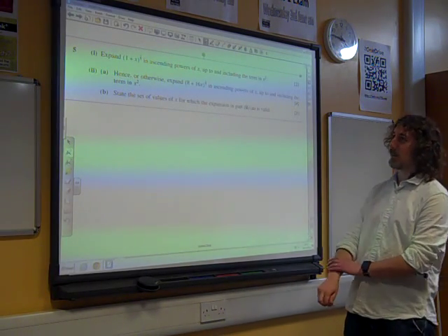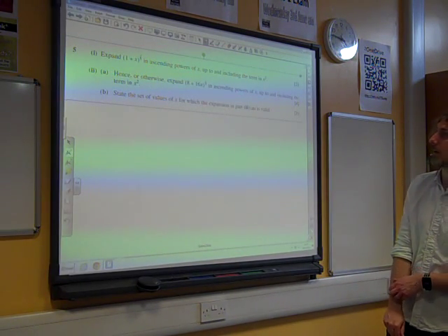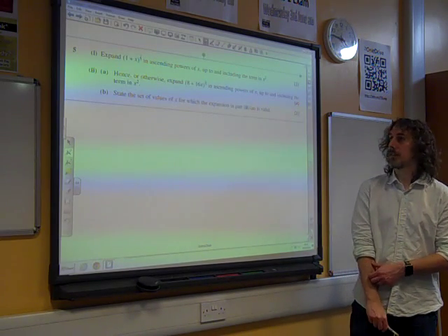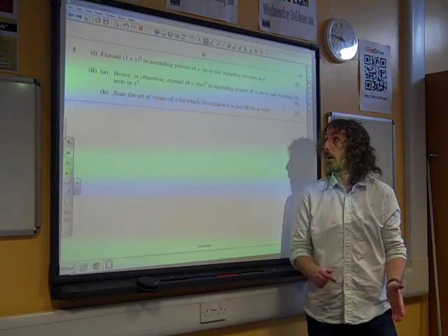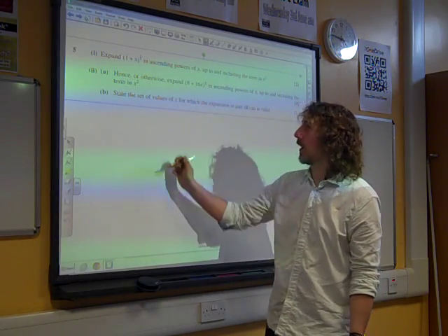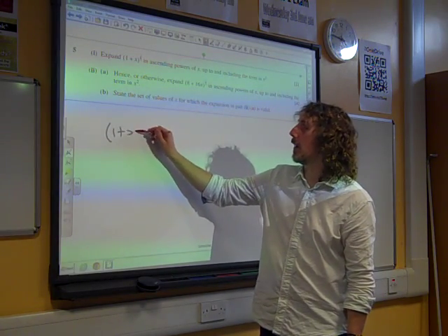Expand 1 plus x to the third in ascending powers of x up to and including the term in x squared. So quite kindly they started off with one that does have a 1 at the start of the bracket, and this should be quite an easy couple of marks, shouldn't it?